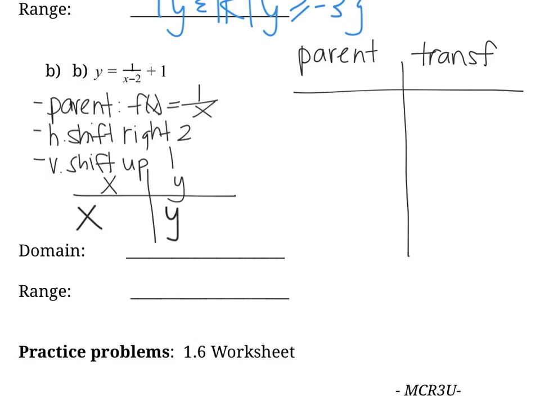Okay, so if you've got your transformations right, we know that the parent graph is the reciprocal function, f(x) equals 1 over x.